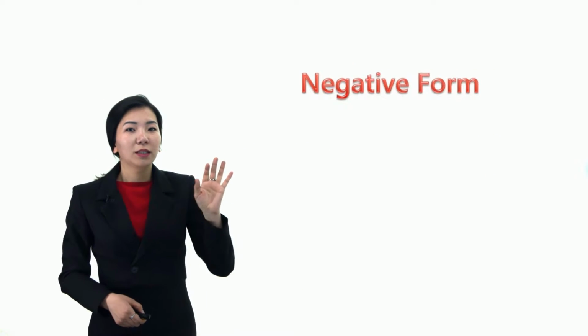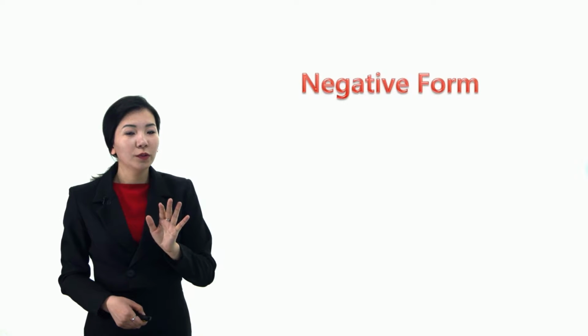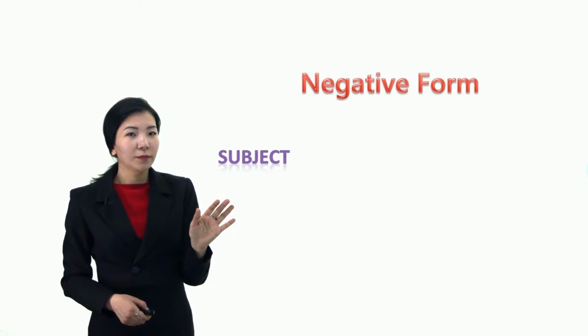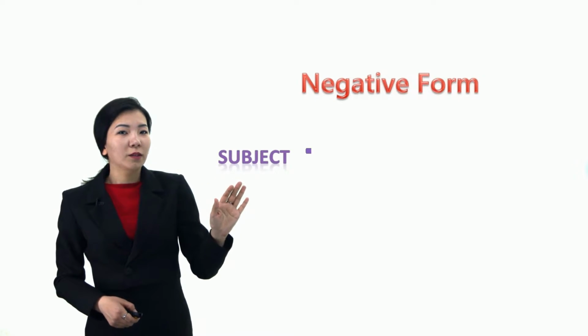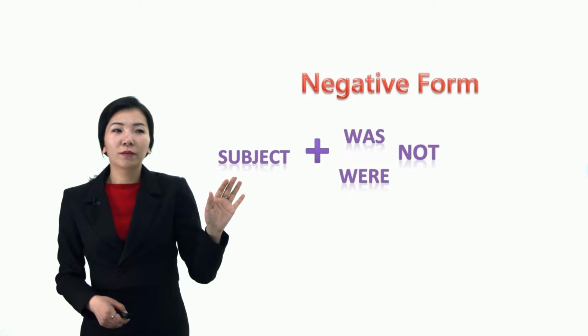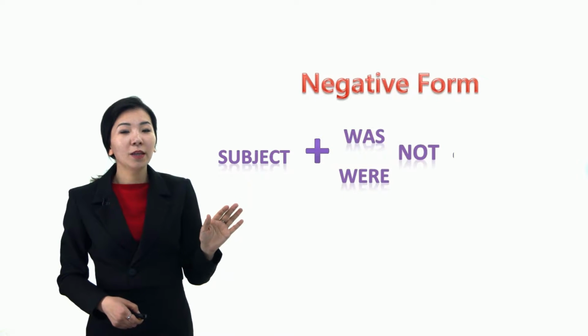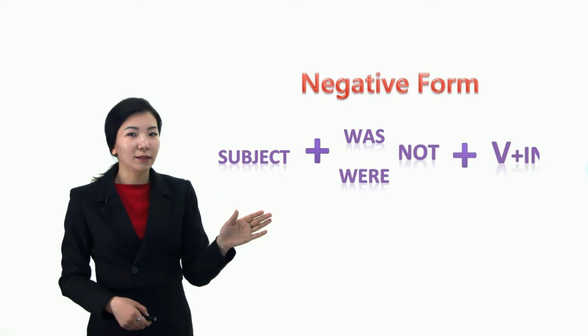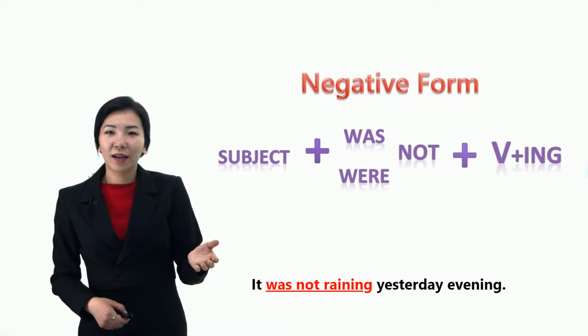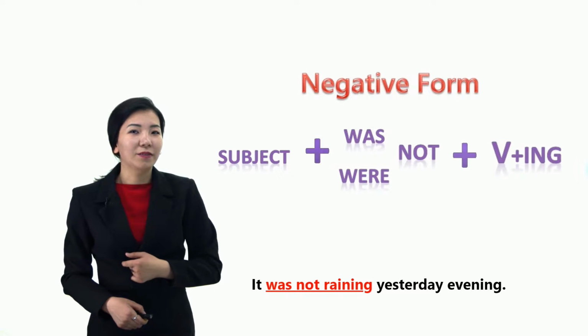Okay, to form the negative form of the past continuous is subject plus was, were plus not followed by the main verb in the ing ending. For instance, it was not raining yesterday evening.